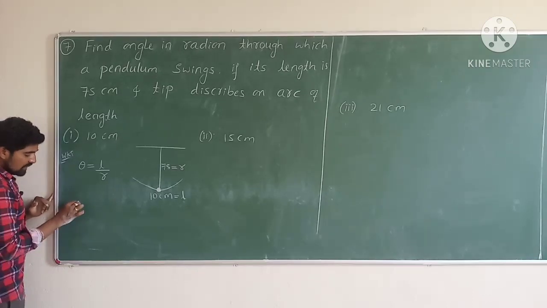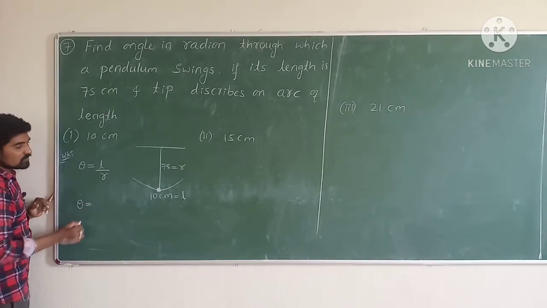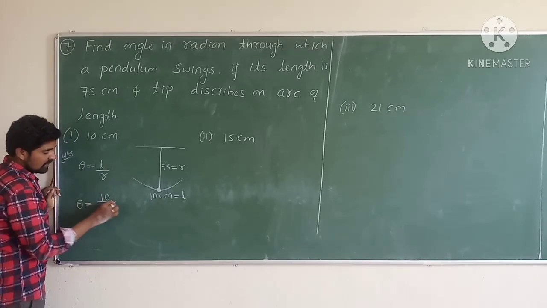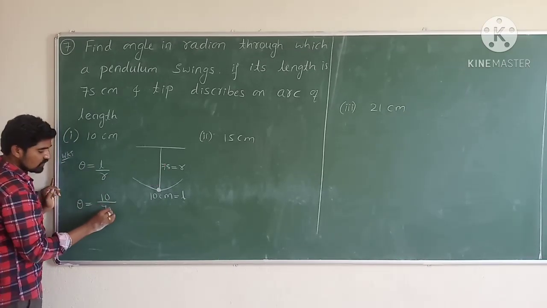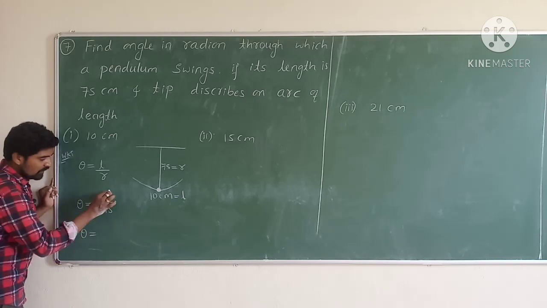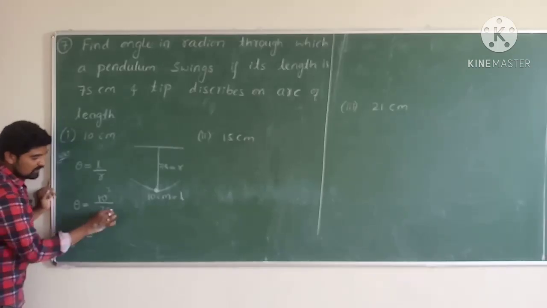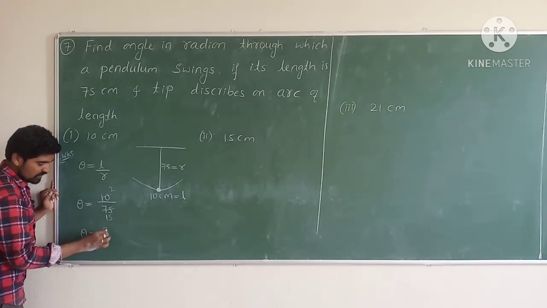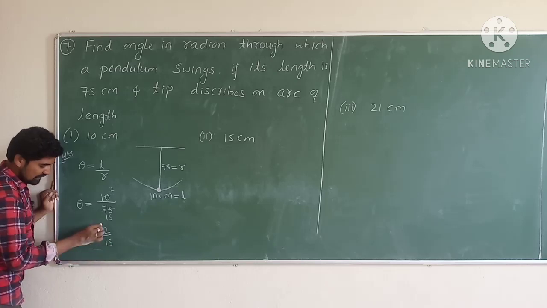Therefore the required angle theta is equal to the value of L, which is 10, divided by R, which is 75. So hence the required angle theta is equal to, 5 twos are 10, 5 ones are remaining 2, 5 fives are 25. So 2 by 15 radians.